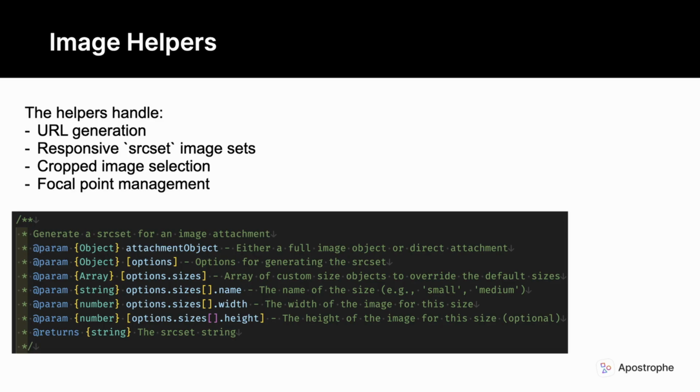The theme includes several helper functions for working with images, whether they come from relationships or attachment fields. These helpers handle URL generation, responsive source set image sets, cropped image selection, and focal point management. They're particularly useful for ensuring your images look great across different devices and screen sizes.